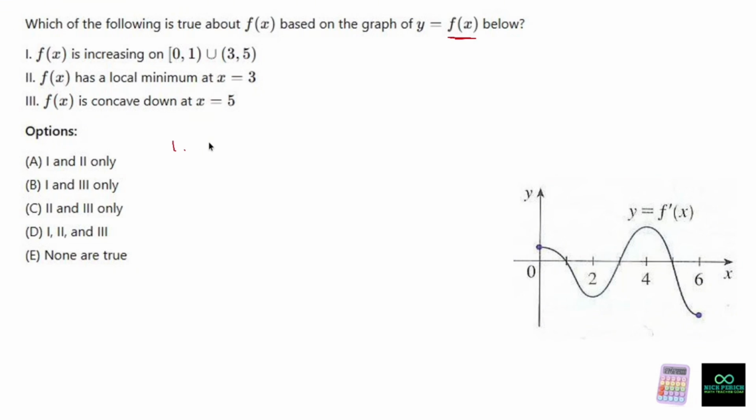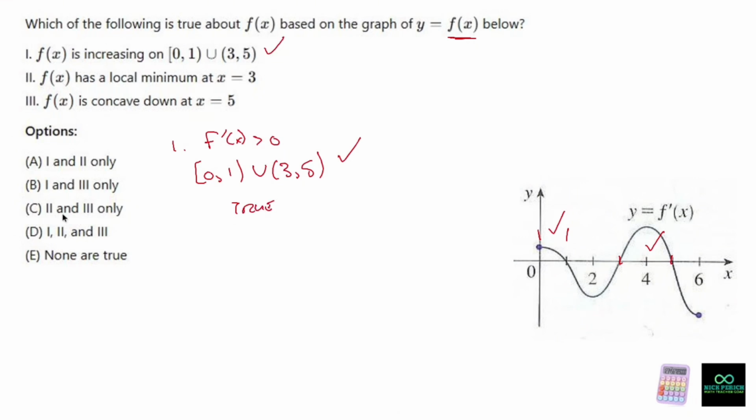Now, if f of x is increasing, that would imply that the derivative is positive, meaning the slope is a positive number. So if I look at this fact, I care about what happens between 0 and 1. So is the derivative positive between 0 and 1? Here's 0, here's 1. Is it above the x-axis? Yep, check. Also, is the same thing happening between 3 and 5? Is my graph above the x-axis between 3 and 5? Here's 3, here's 5, check. 1 is true.